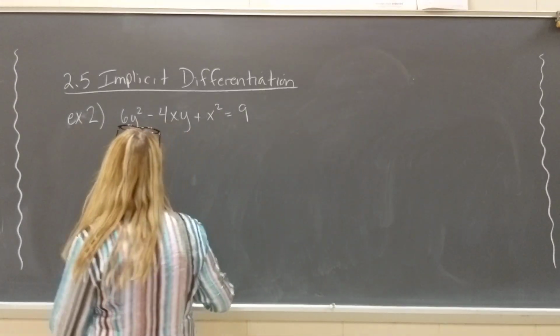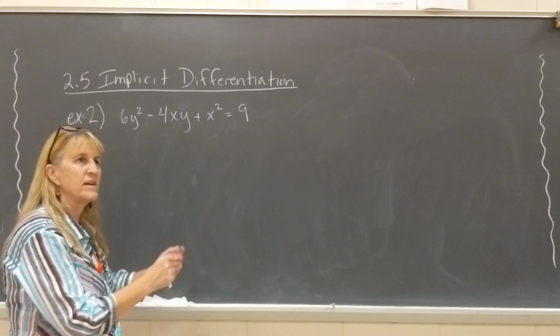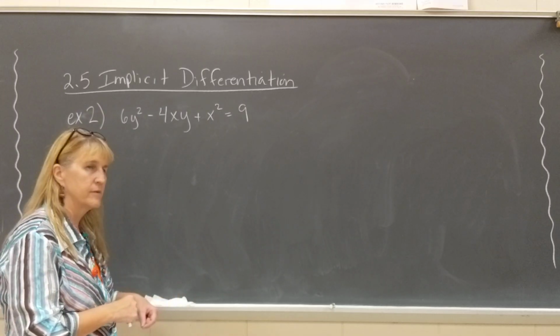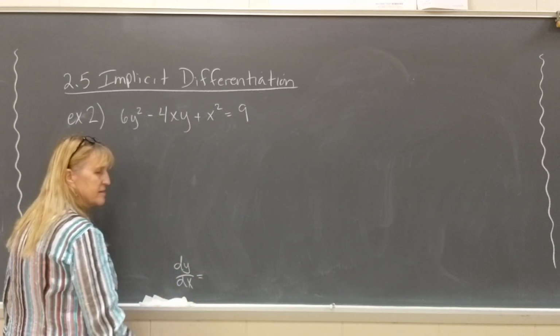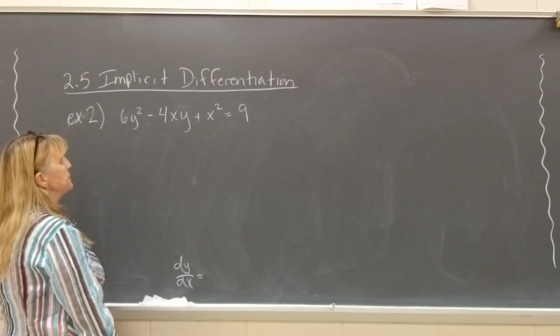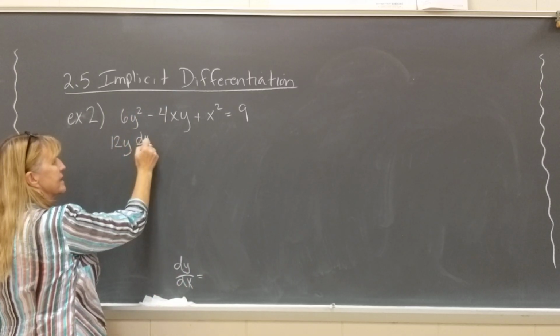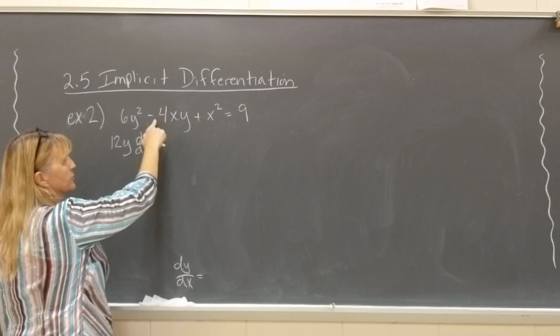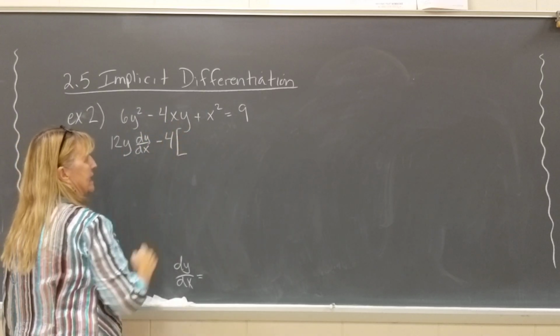And remember, every time you take the derivative of a variable term, you're going to have to chase that with the derivative of that particular variable with respect to x, because our final goal is always to get dy/dx right here. Okay? So we're going to start here. This gives me 12y dy/dx. And I'm going to be a little tricky here. I'm going to say minus 4, and then I'm going to use a bracket.